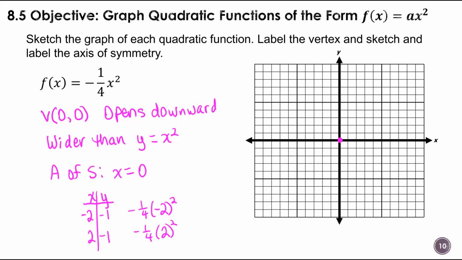I'm going to have a point at -2, -1, and right away you can see that this definitely gets wider than our previous graphs. Our axis of symmetry is still at x equals 0.